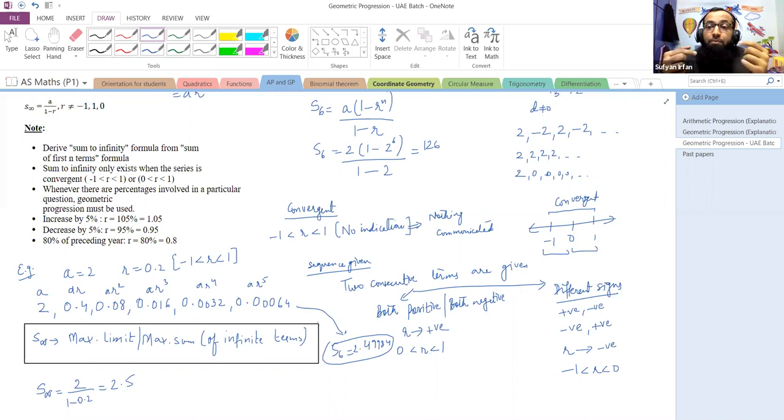Conceptually, the answer 2.5 can never be achieved, but there's a limit to the number of decimal places that the calculator can give, and at one point it will give us 2.5 as our answer, but the answer will never exceed 2.5. Sum to infinity actually means that if you add infinite terms of that sequence, the sum of all those terms will never exceed a particular limit, and that particular limit is known as sum to infinity, right? We are clear with it?